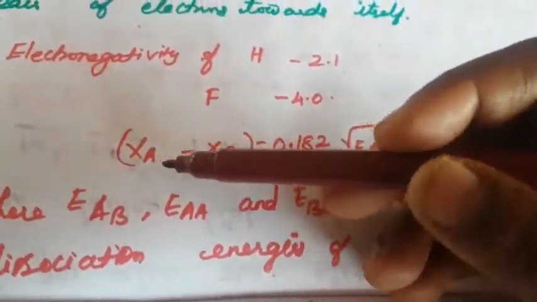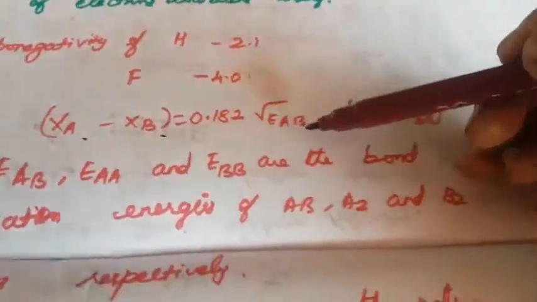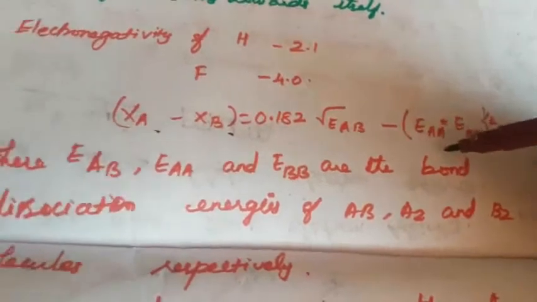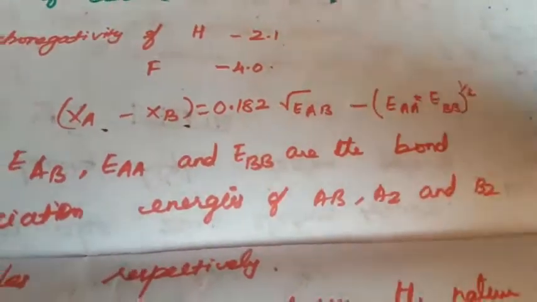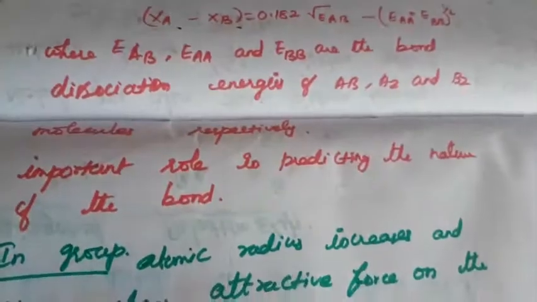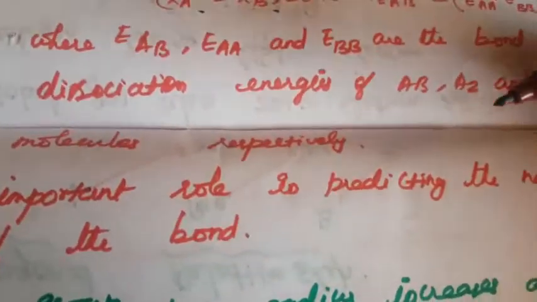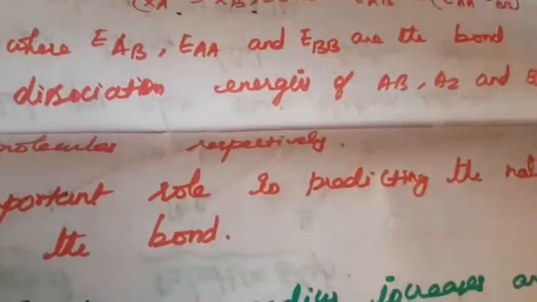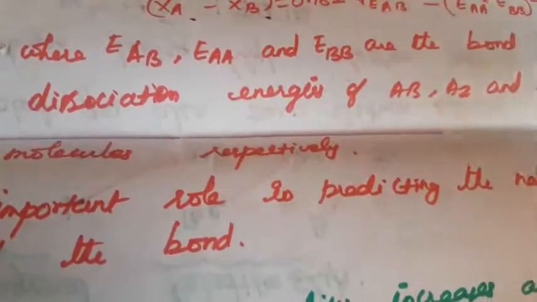X is the electronegativity of A and electronegativity of B. So in this, the values AB, AA and BB are the bond dissociation energies. These play an important role in predicting the nature of the bond, whether it is an ionic bond or a covalent bond. So how to predict that? Using this Pauling scale we can predict the electronegativity.